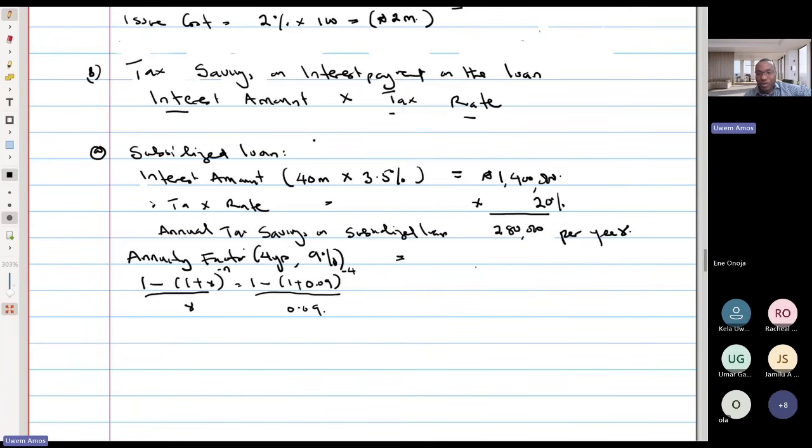Okay, just a minute. So 1 minus 1.09 to the power of minus 4, divided by 0.09. By my calculator, I have 3.240. Sorry, I need to clean that and write that clearly. Okay, so what do we have as the value for 4 years?